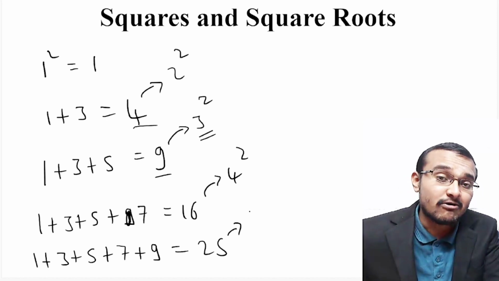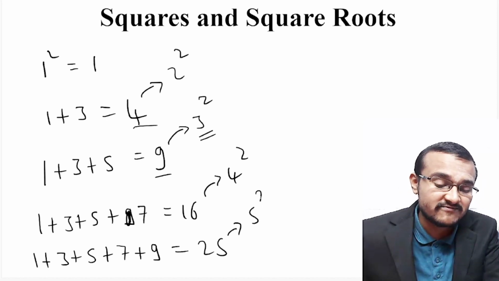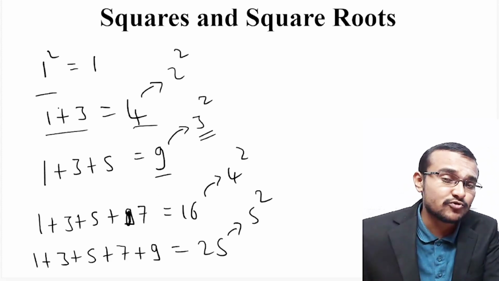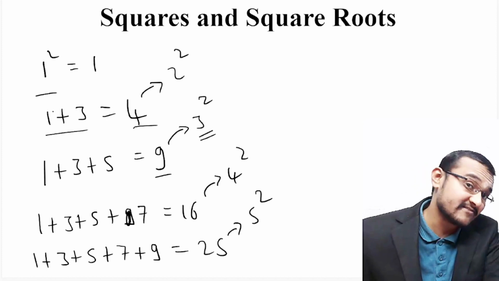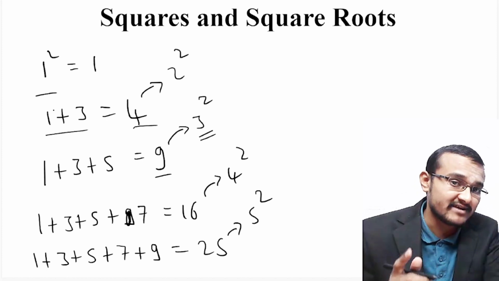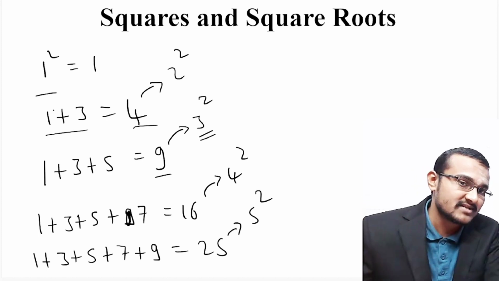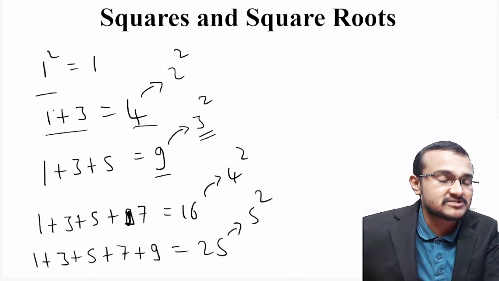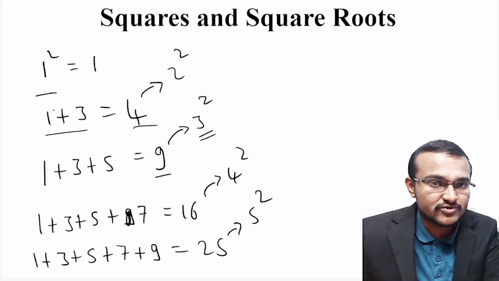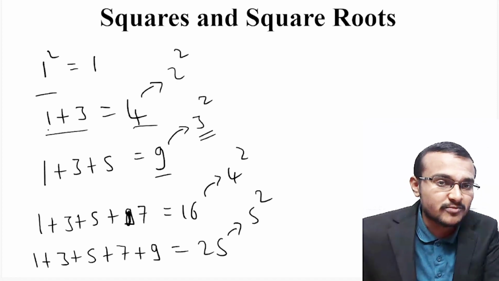This will also be a perfect square because 25 is actually 5 squared. So here you can see, if you go on adding odd numbers starting from 1, you should always start from 1 and go on adding odd numbers, then you will go on getting perfect squares. So this is actually one beauty of numbers. This is one property of squares.